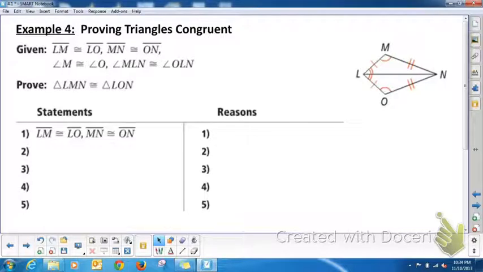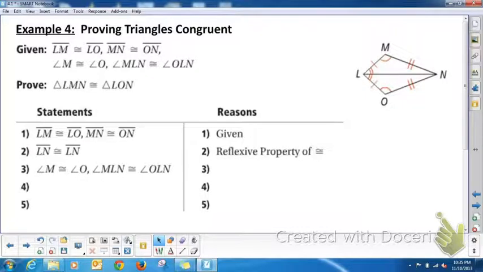So the first thing we're going to do is state our congruent sides, because that was given to us here. We know that LN is congruent to itself. Both of these triangles have segment LN in them. They share it. So it's congruent to itself. When something's congruent to itself, that's the reflexive property of congruence. So now we have all three sides. We were given that angle M is congruent to angle O, and angle MLN is congruent to angle OLN. That's given.